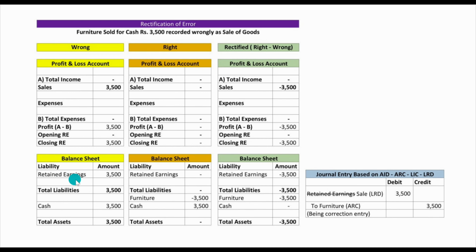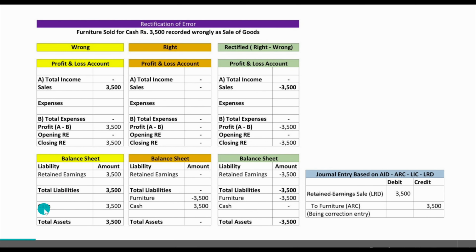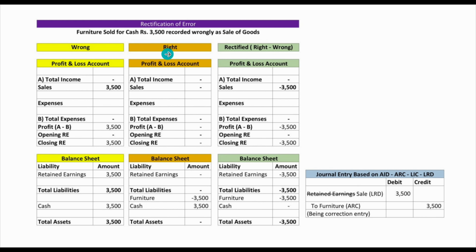Now this closing retained earning appears on the balance sheet liability side as 3500. We carry this to this. So total liabilities is 3500. At the same time, on the balance sheet asset side, cash is recorded to the extent of 3500. So total assets is 3500. So total liability 3500 and total assets is also 3500 and our balance sheet tallies. In the next table we will write what is right, that is correct.